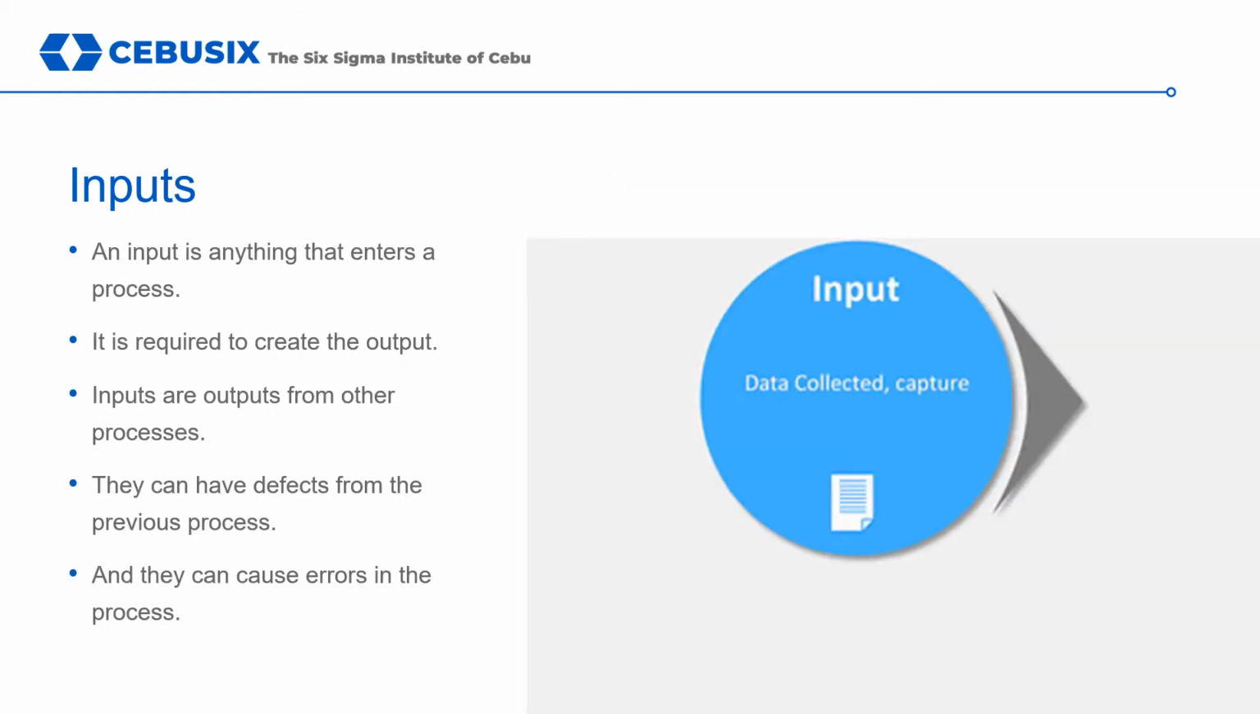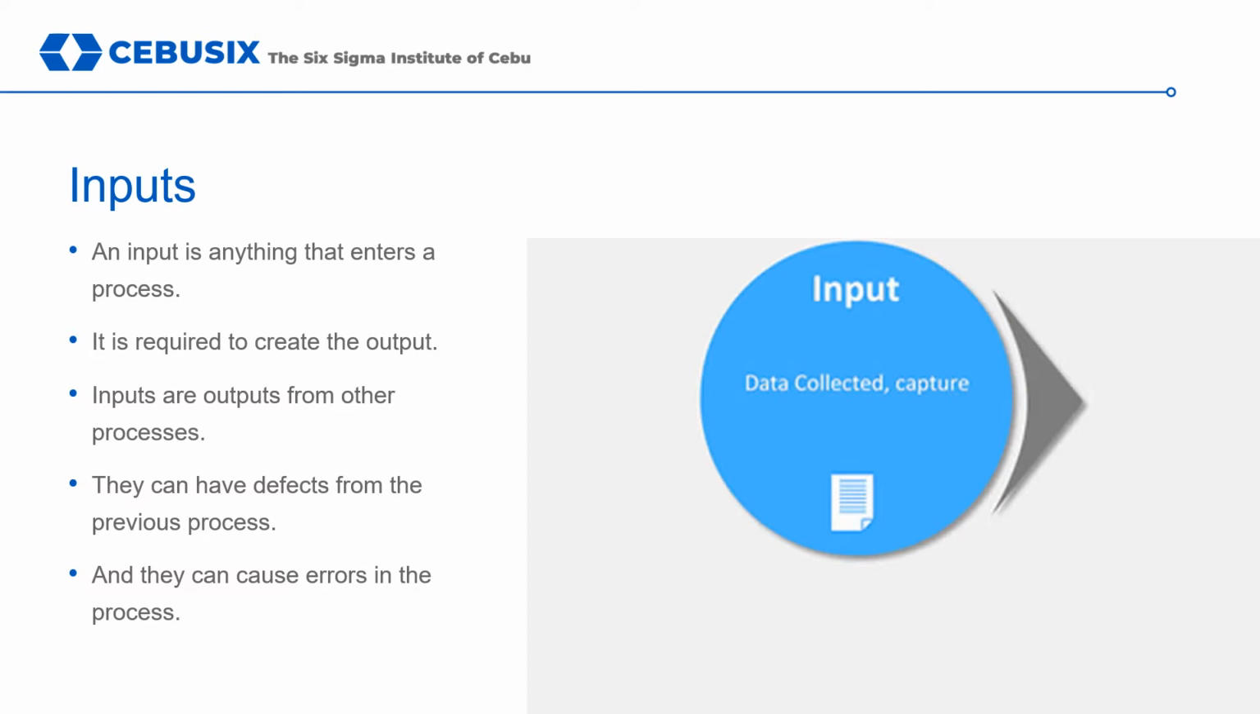Inputs refer to anything that enters a process or is required to enter a process in order to drive the creation of a value-added output. Understanding all of the inputs to a process is important in Six Sigma because inputs are often causal or related to causal factors regarding the process. Inputs or the results of those inputs can cause errors or defects in the process.